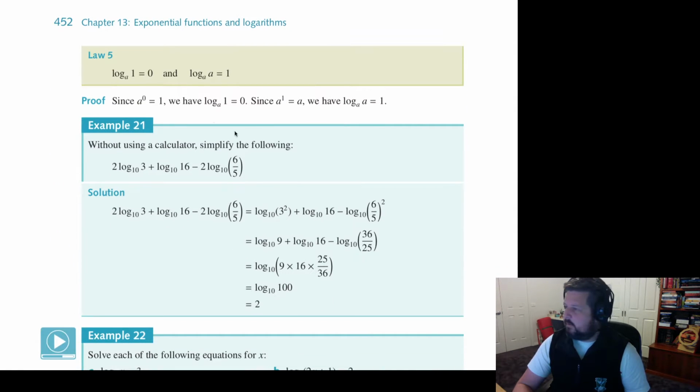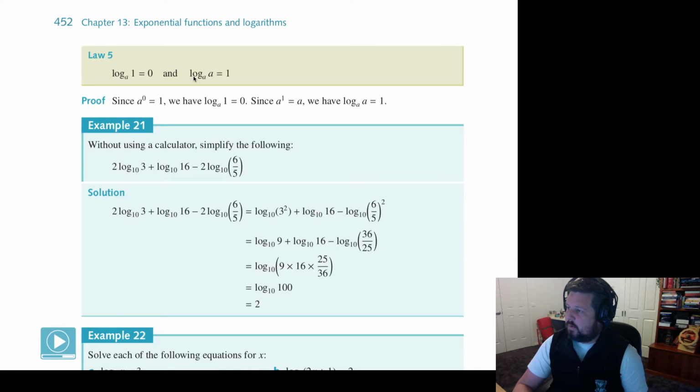Law number 5 says here, if you've got log of 1 to the base a, it is equal to 0. So again, if you're asking for the log of 1, to any base here, it's going to be 0. And also handy to know if you're looking for log of a to the base a, it's equal to 1. In this particular case, if these values are the same, it's going to equal 1, which is helpful to know.